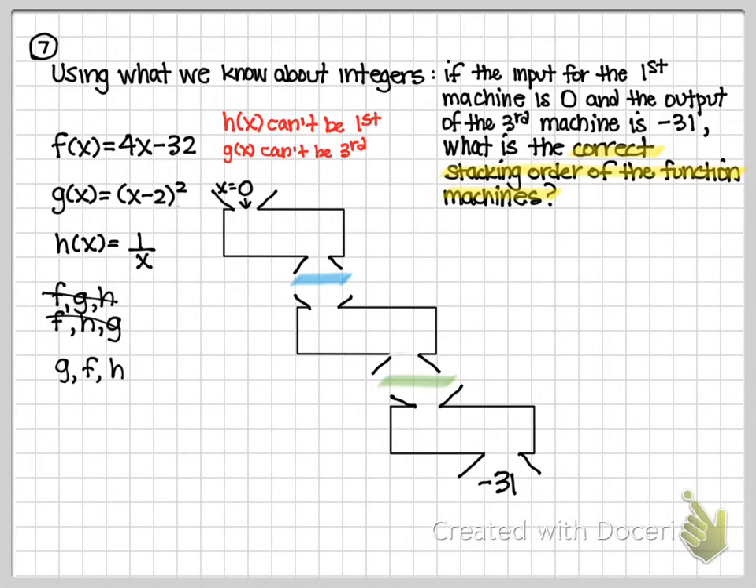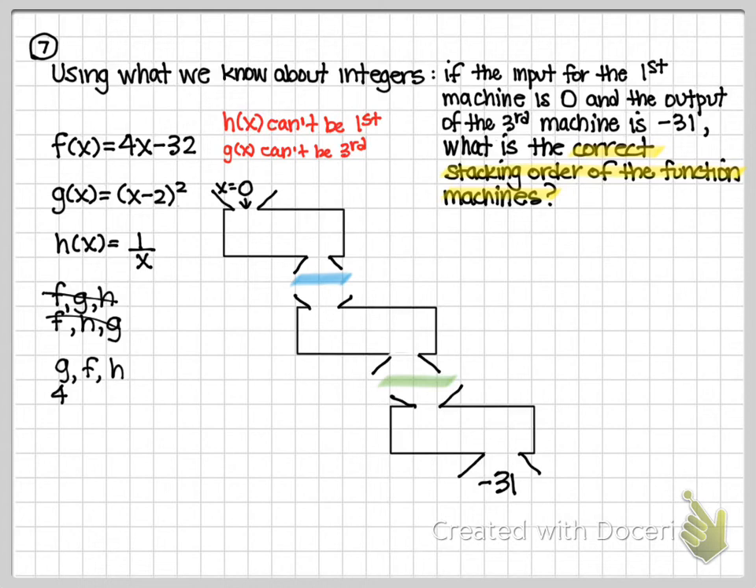So I'm going to plug 0 into the G function first. If I plug 0 into the G function, and I'm using my calculator or doing the work on my scratch paper, if I plug 0 into G, I get 4. So I get 4 there.